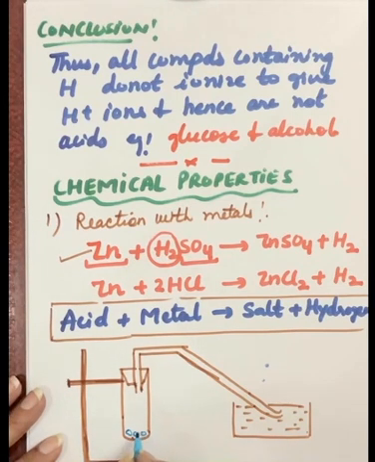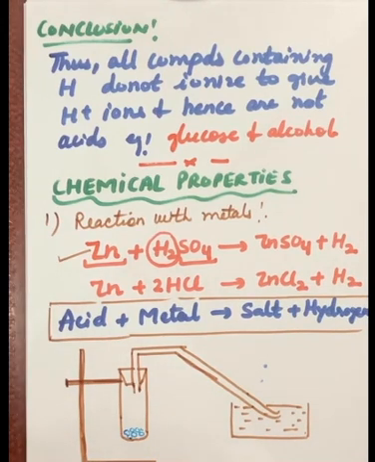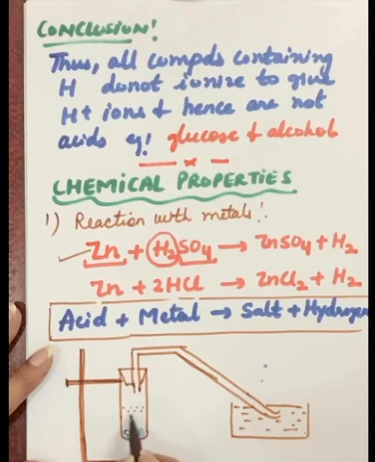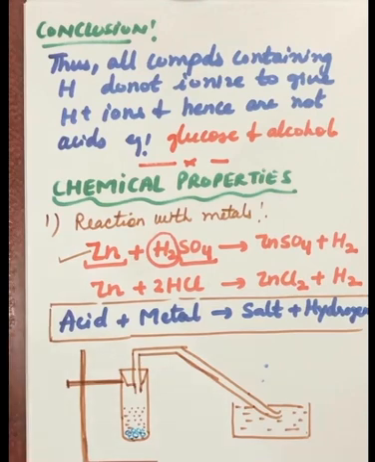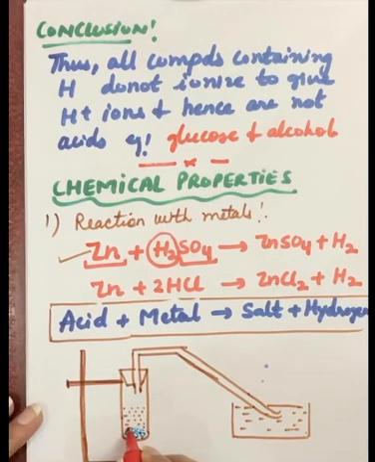Zinc is a white color metal. And then in this we will add dilute sulfuric acid, or dilute hydrochloric acid. And you have to observe one thing more, the surface of the zinc metal. When you see the surface of this metal, what will you find? On the surface of this metal, you will see some bubbles forming.